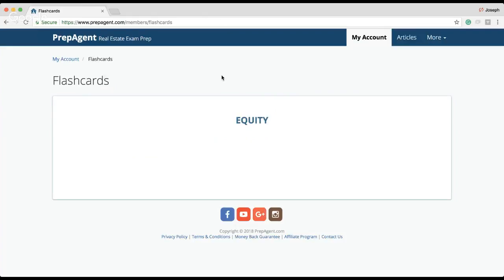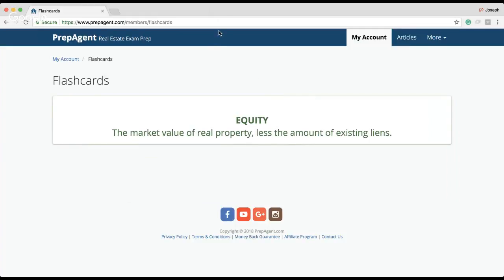Equity. What's equity? Equity relates very much to the previous word we just went over. It's your interest in the property above and beyond all liens against it. Liens are money you owe, remember? So it's your interest after all liens are paid off, okay? The market value of real property less the amount of existing liens.